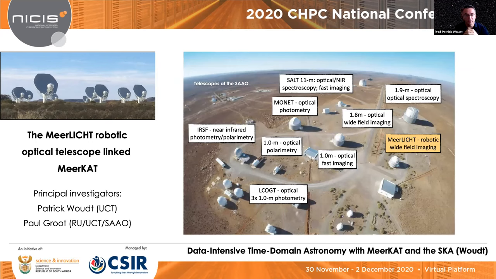Ian, in his talk yesterday, showed the value of multi-wavelength astronomy, and particularly for astrophysical transients, we want to link this to the optical wavelength regime. And so in this picture that you see here, you see the telescopes of the South African Astronomical Observatory in Sutherland, also in the Northern Cape. And there's a whole range of telescopes, but there's one particular telescope, the MeerLICHT telescope, that is exclusively linked to MeerKAT. So wherever MeerKAT is looking, this telescope will look at the same field of view and see what's happening in the optical wavelength regime rather than the radio.